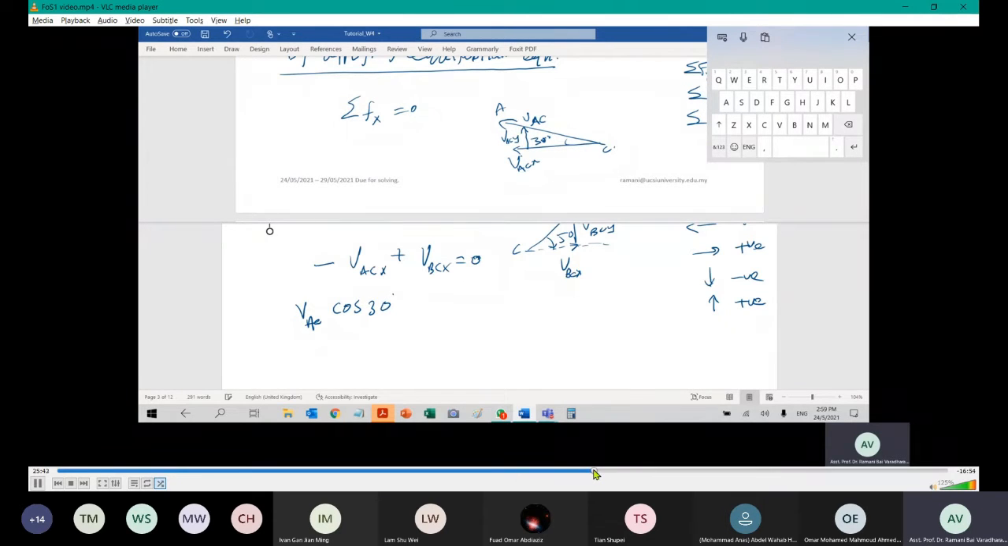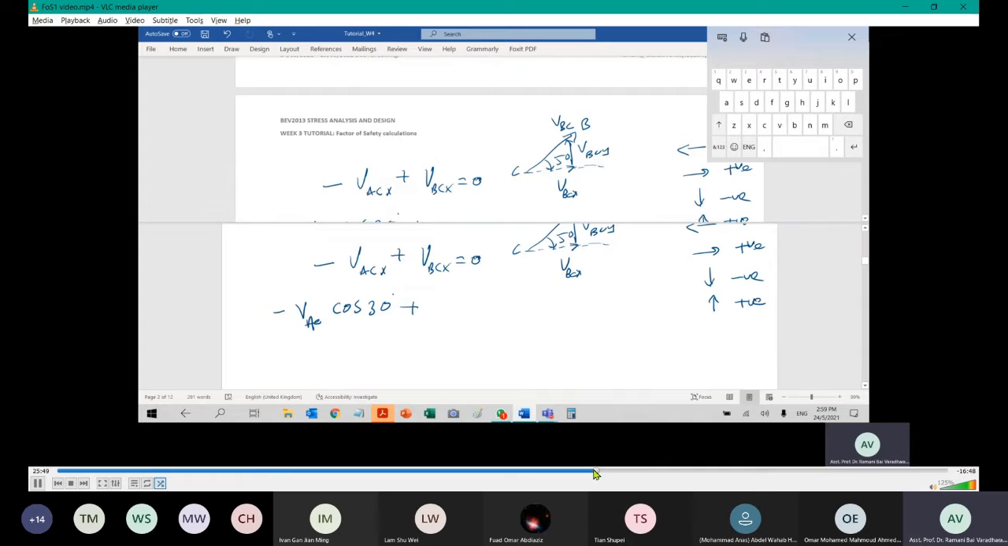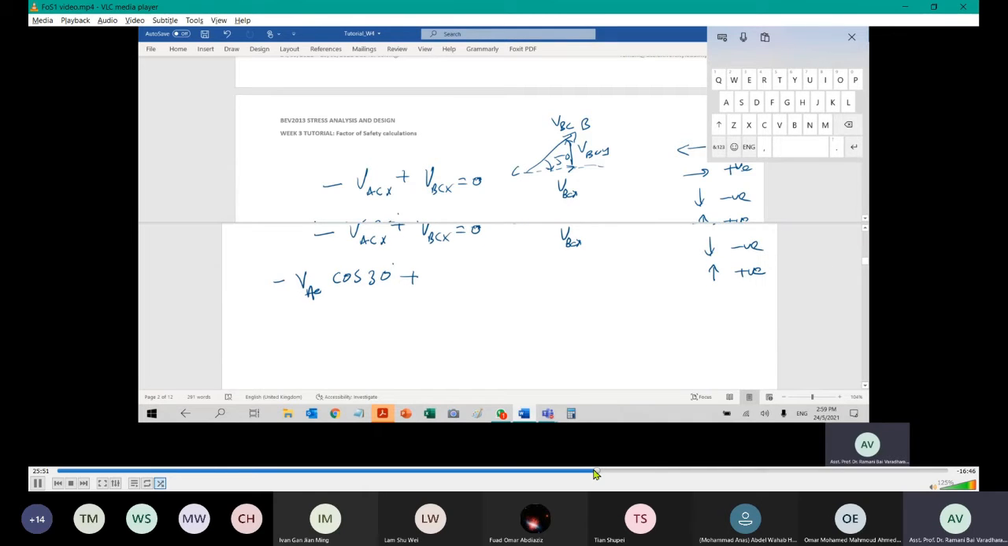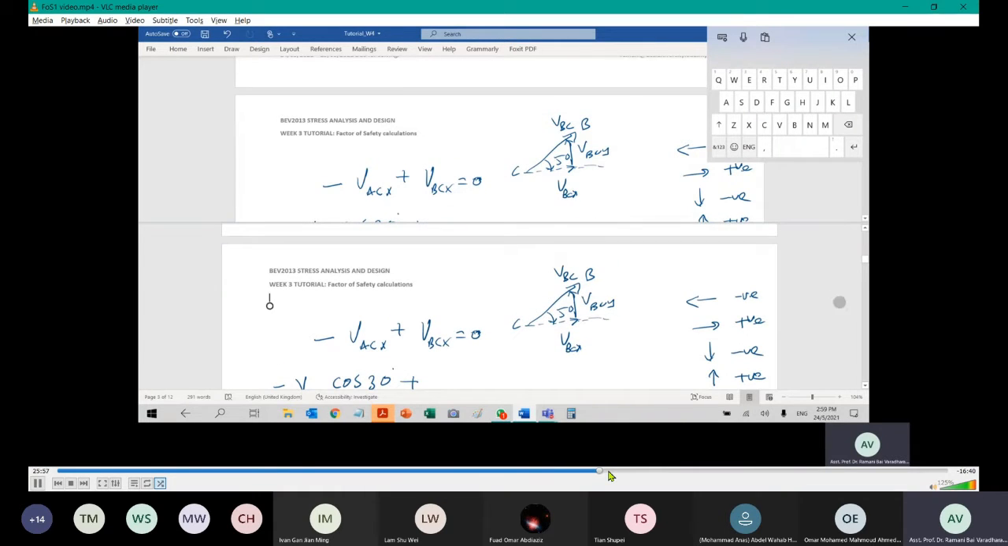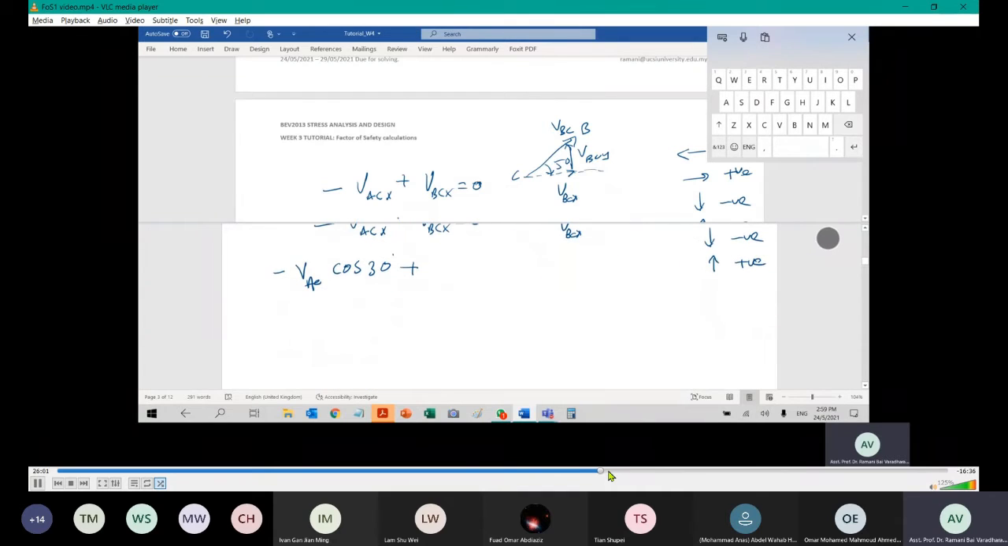Theta is given already. Conveniently we can substitute. Negative is there, plus. Same goes to the next diagram, which is this one. What do you have? You have this direction, right? We need to take horizontal. So in this direction, it's positive.